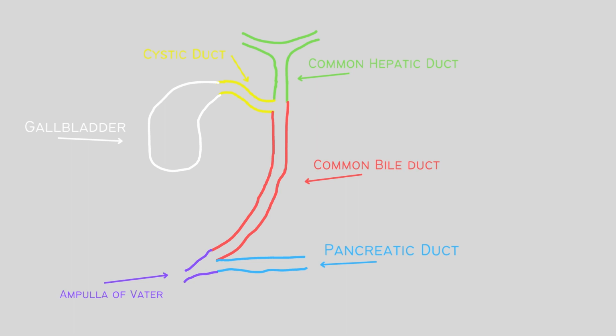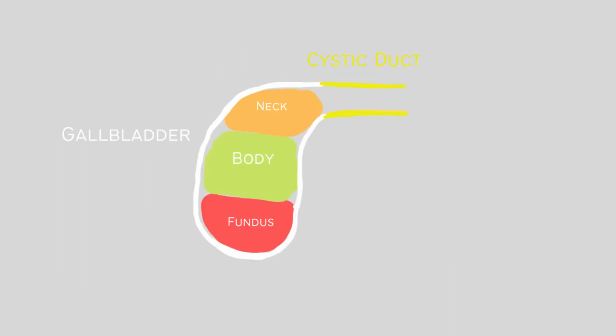The left and right hepatic duct can join to become the common hepatic duct. The cystic duct joins the common hepatic duct to form the common bile duct. The common bile duct splits into the pancreatic duct and the ampulla of Vater, which is the connection between the biliary system and the duodenum. The gallbladder is split into three anatomical regions: the fundus, the body, and the neck.